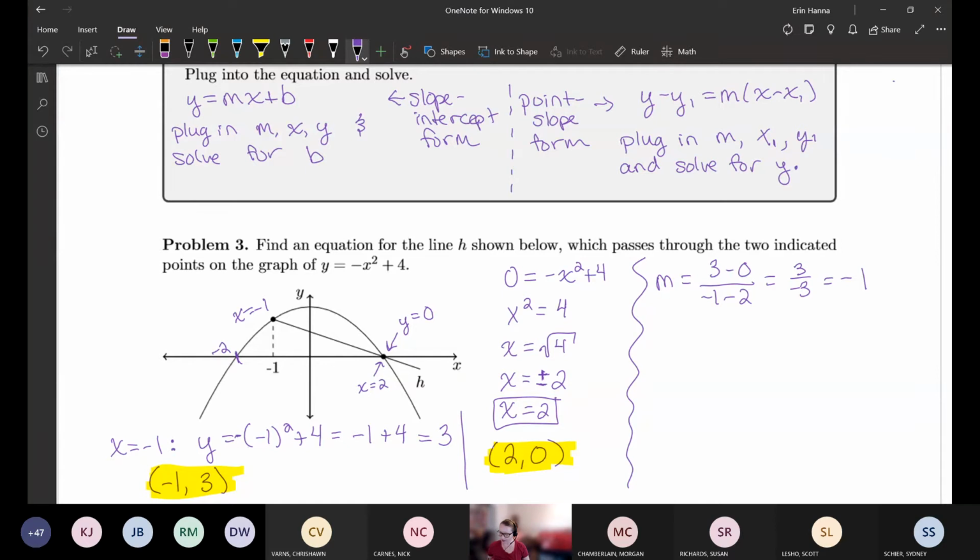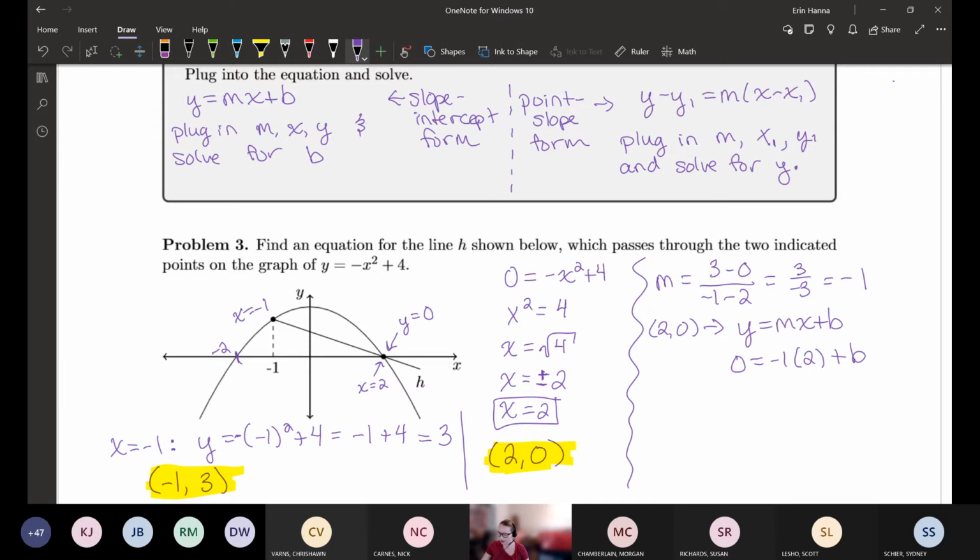And now at this point, we pick one of the 2 points. It does not matter which point you pick, you will get the same answer as long as you've done all the rest of the work correctly. So I'm going to choose 2, 0. I like it a little better than the -1, 3. So what we're going to do with that then is take our form y equals mx plus b, and plug in our slope and our x and y values. So we have 0 equals -1 times 2 plus b. And then we solve for b.